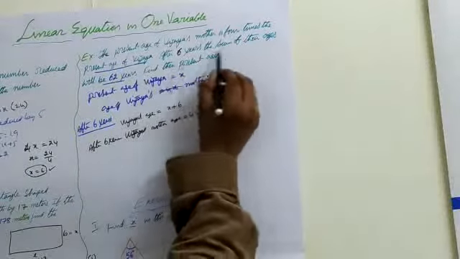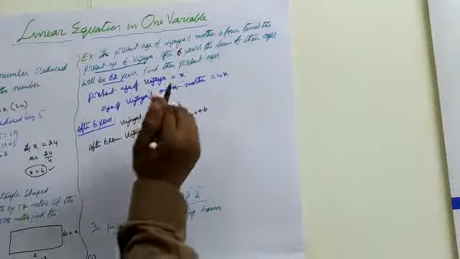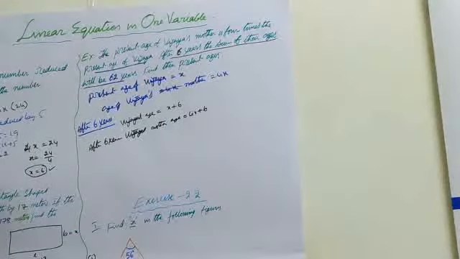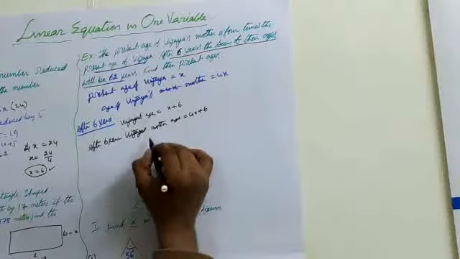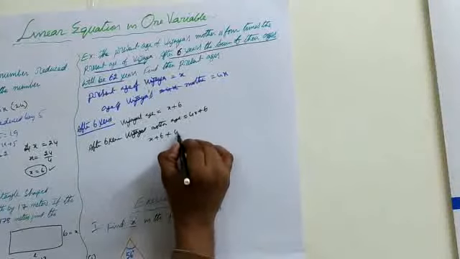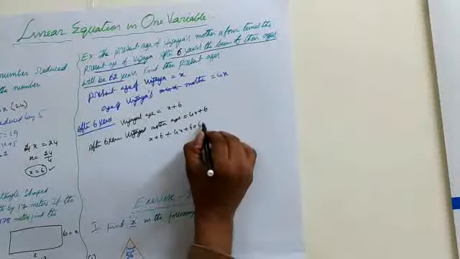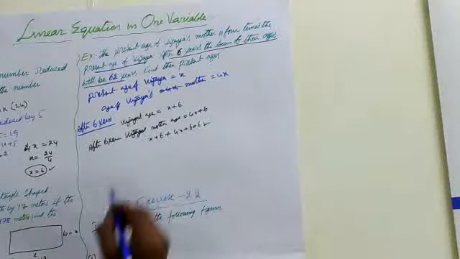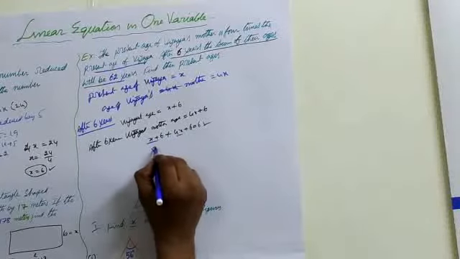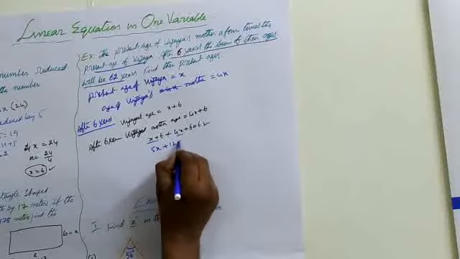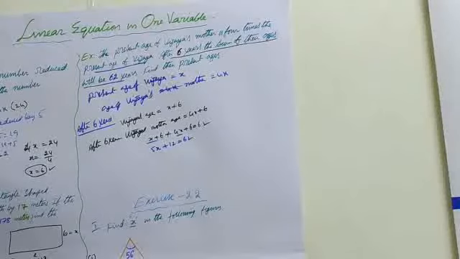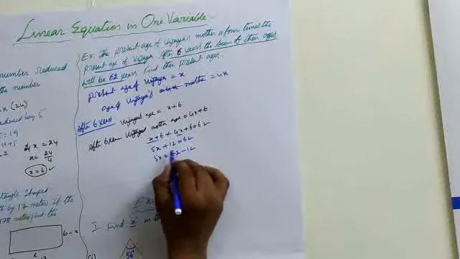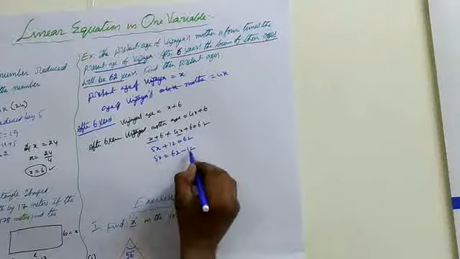After 6 years, the sum of their ages will be 62 years. Therefore x plus 6 plus 4x plus 6 is equal to 62. So x plus 4x is 5x, and 6 plus 6 is 12, so 5x plus 12 is equal to 62. Therefore 5x is equal to 62 minus 12. The 12 transfers to the right side and the sign changes.